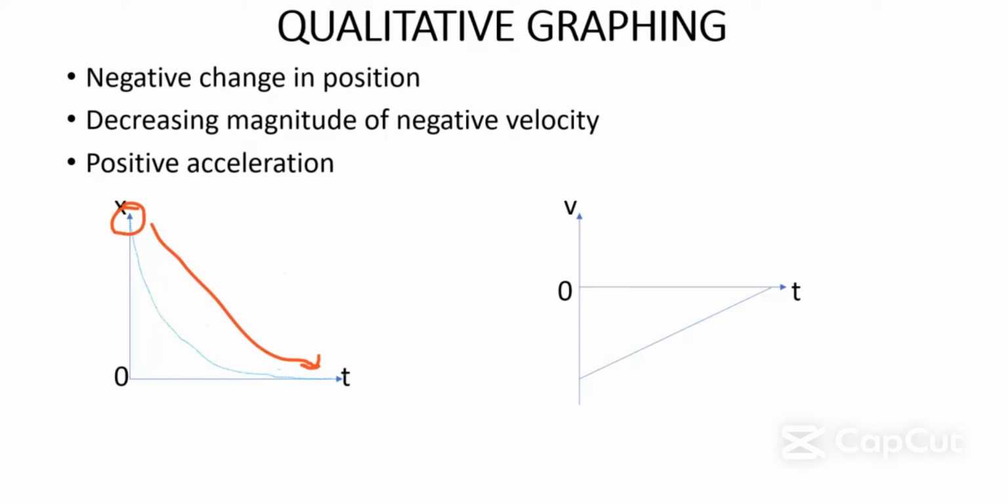So now there's a positive acceleration. So looking at this velocity time graph, from this point here, it goes all the way up here. So there's a positive change in acceleration, and it is decreasing negative velocity and a negative position. So there's a negative change in position, negative velocity, but positive acceleration.